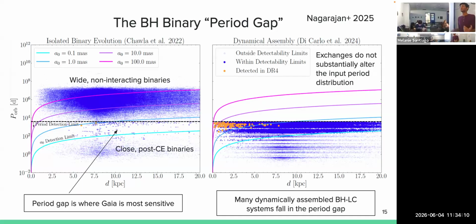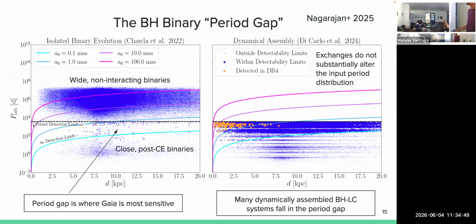Whereas common envelope evolution is the main thing that happens in the IBE model, and that creates a bimodal period distribution. You get all of the post-common envelope binaries that went through this whole process and tightened dramatically to the point where Gaia doesn't detect them anymore. Then you still have this cloud of really wide, non-interacting binaries that are beyond Gaia's detection limit. And so, diabolically, this period gap where Gaia astrometry is the most sensitive is exactly where an IBE, a traditional vanilla model, would predict very few black hole systems to live. And this is why you end up getting 0 in DR3 and just a handful in DR4.